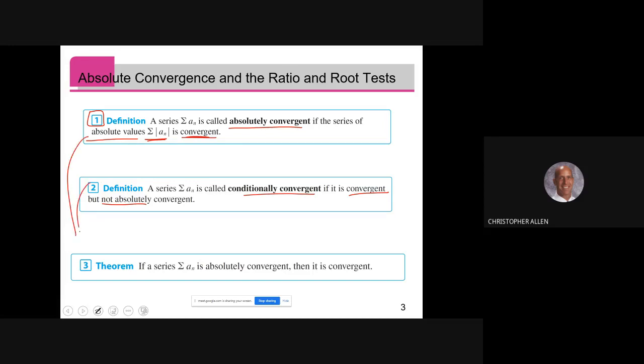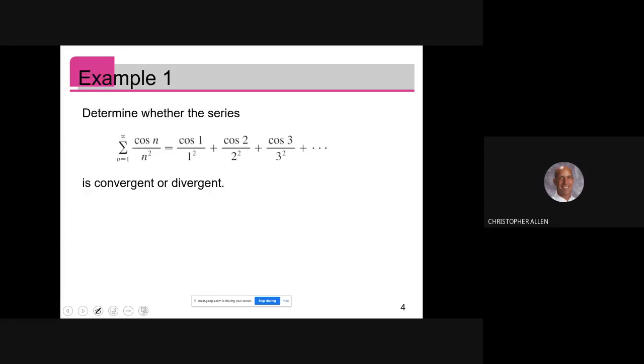But from these two things, we get idea number three. And my guess is some of you have probably already figured this out. Guys, if a series absolutely converges, guess what? In general, it has to converge. Absolute convergence is a stronger statement than convergence. A series can converge, but it may not absolutely converge. If a series absolutely converges, not only does it absolutely converge, it also has to regularly converge, if that kind of makes sense. Okay, so let's look at an example of this.